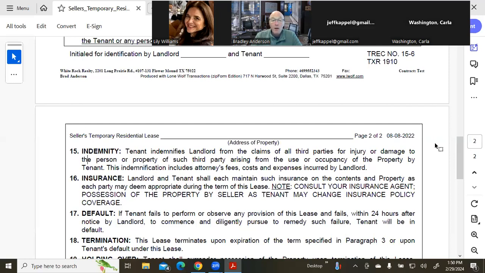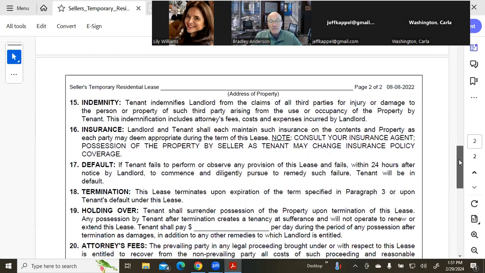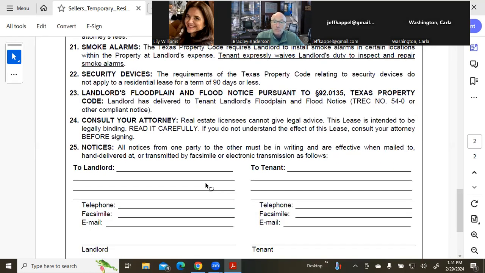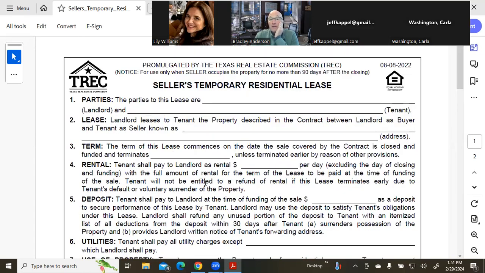So, in paragraph 18, to kind of speak to the prepayment thing, this lease terminates upon expiration of the term specified in paragraph 3 or upon tenant's default under the lease. So in other words, if they ask for 7 days and they moved out on day 4, they ain't getting a refund. Okay. All right. So that is a brief explanation on the seller's temporary residential lease, or commonly called leaseback, and kind of where my pain points are. Does anybody have a question, comment?